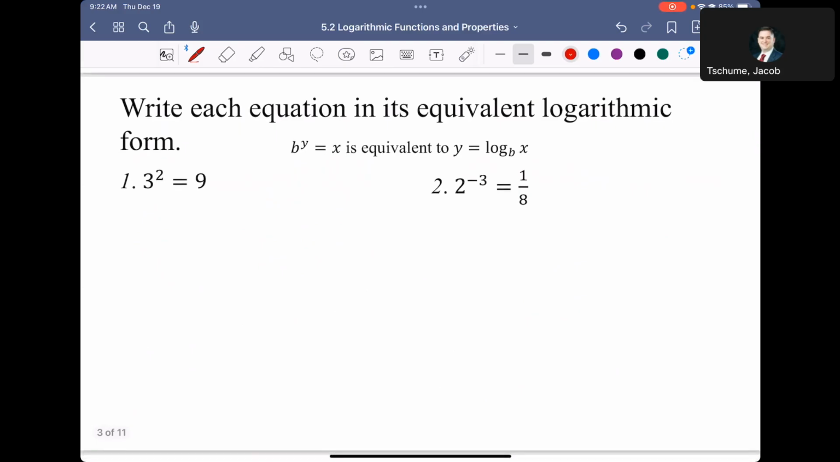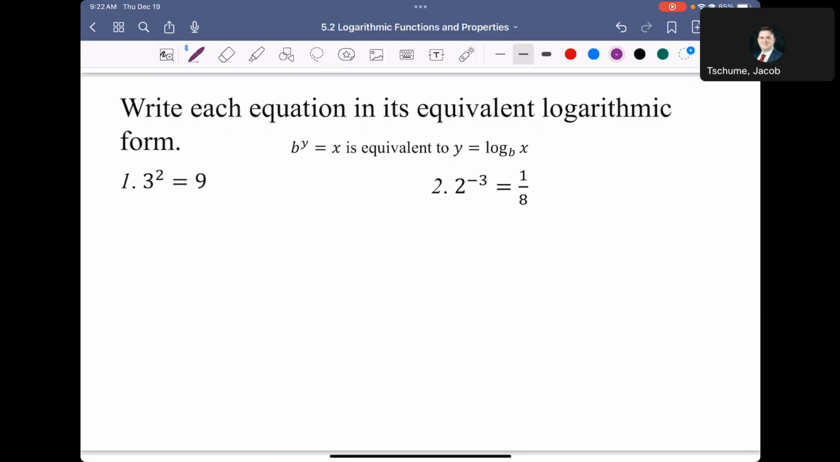Just making sure you're comfortable with both notations, I've given you two exponential equations. I would like us to rewrite them as logarithms using our conversion factor. On the first one, we have a statement that says 3 squared equals 9. We all agree with that. But how do you write this as an equivalent logarithm?